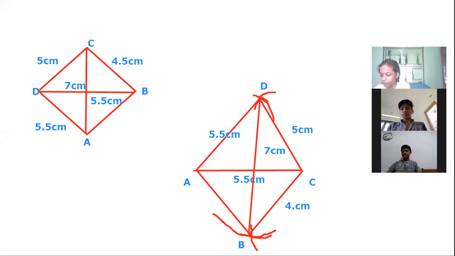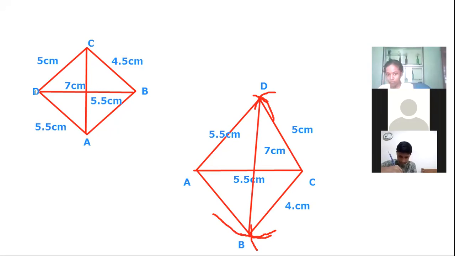So we have constructed a quadrilateral when 2 diagonals and 3 sides are given. Which one is easier, 4 sides and 1 diagonal, or 2 diagonals and 3 sides? 4 sides and 1 diagonal is easier, and we are moving to more complex cases. This is a little bit more complex than 4 sides and 1 diagonal. In this case, we are given only 2 diagonals and 3 sides. Then what do we have to do?